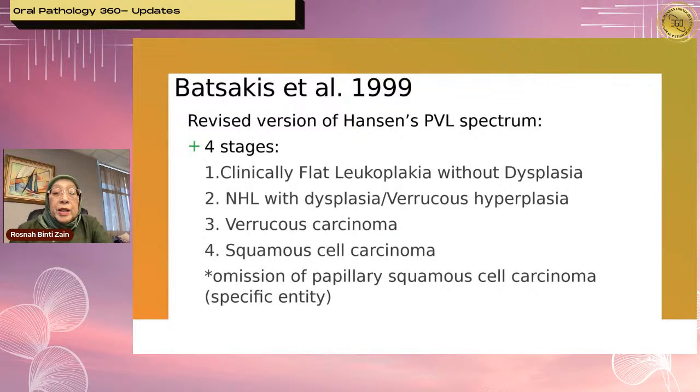Then in 1999, Batsakis revised Hansen's PVL spectrum to 4 stages, which is clinically flat leukoplakia without dysplasia, non-homogeneous leukoplakia with dysplasia or verrucous hyperplasia, and then verrucous carcinoma and squamous cell carcinoma, omitting papillary squamous cell carcinoma because it is a specific entity and not as common. Many squamous cell carcinomas with papillary features would probably be conventional squamous cell carcinoma with papillary features, unless they have very specific features to be diagnosed as papillary squamous cell carcinoma. Next.